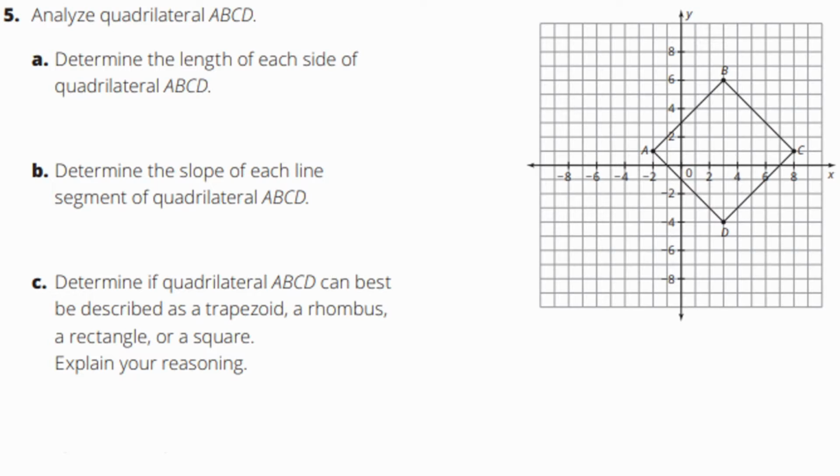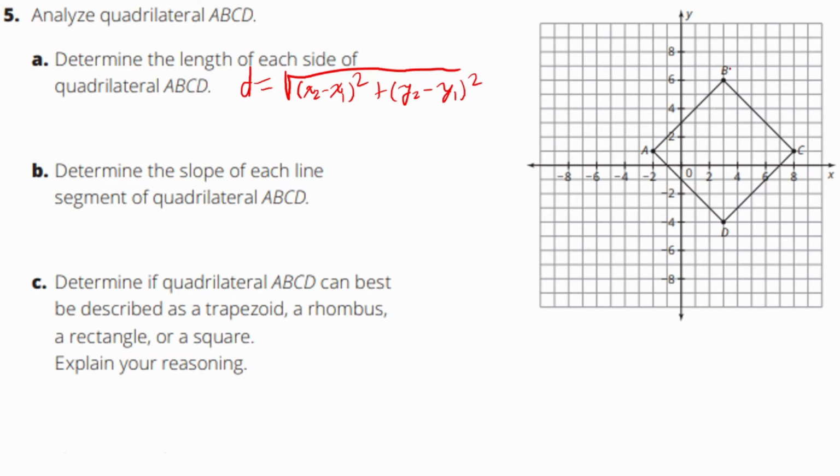Next up, this analyze quadrilateral ABCD. First of all, we want to determine the length of each side of the quadrilateral. Well, one thing we could tell about this quadrilateral is that it is a square. So that means if we find one side, it'll tell us all the sides. But with that, we need to know our distance formula. And our distance formula, d equals the square root of x2 minus x1 squared plus y2 minus y1 squared. We just need to fill these points in with coordinates.